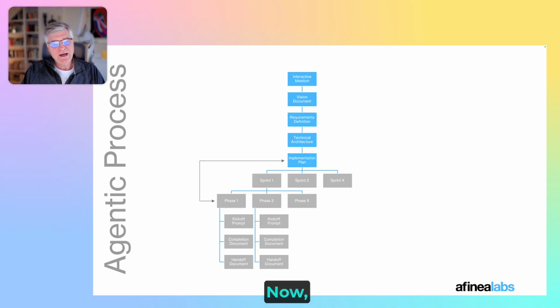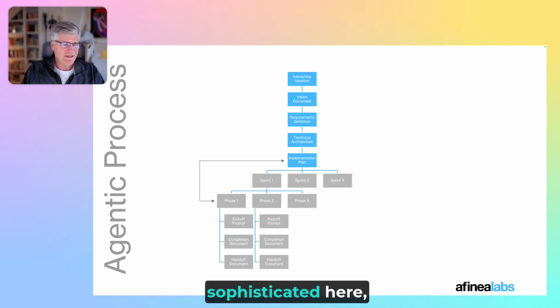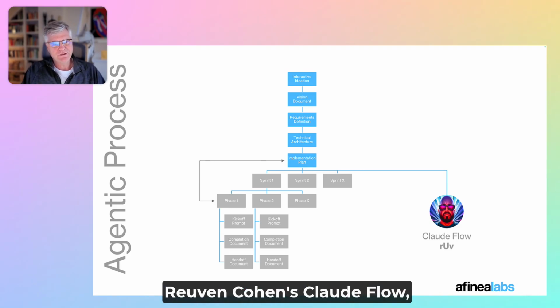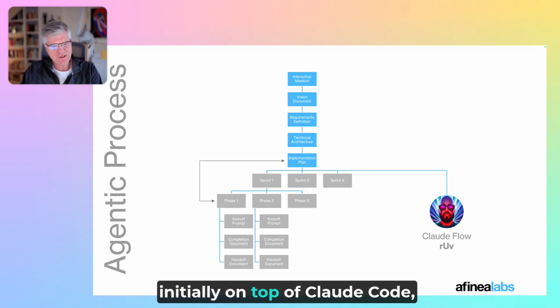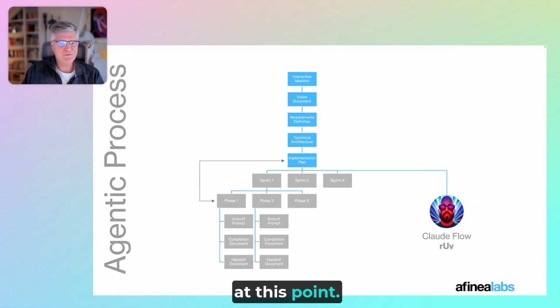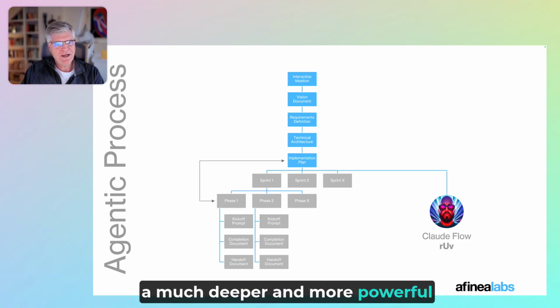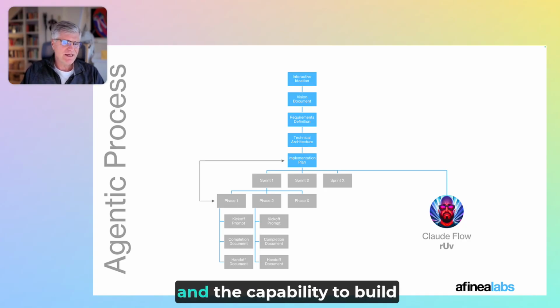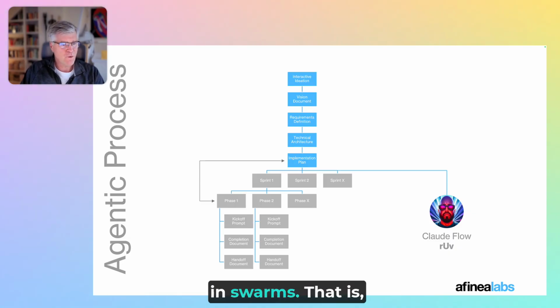Now, if you want to get really sophisticated here, you would employ something like Reuven Cohen's Claude Flow, which is an extraordinarily powerful framework that sits initially on top of Claude Code, but it really should be possible to have it run on almost anything at this point. And that provides a much deeper and more powerful set of patterns, personas for the agents, and the capability to build in swarms. That is, multiple things happening at the same time.